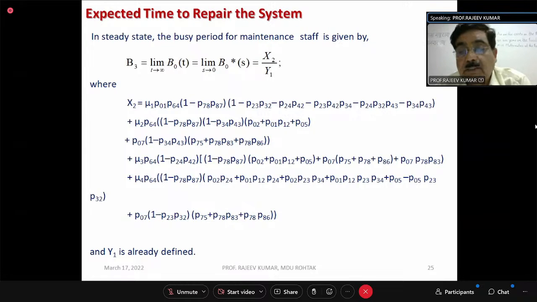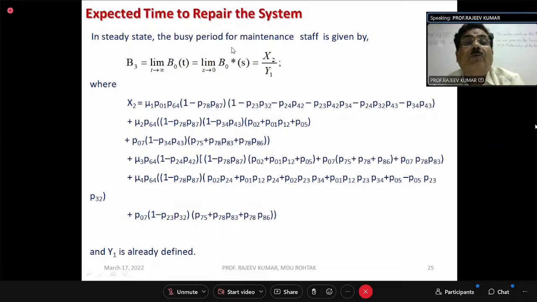Expected time to repair the system. Now, if there is a failure of a device, the maintenance team is there to repair that. Technicians are there to maintain the device, or even when the whole system goes to failure. So what is the time to repair the system if there is some sort of failure?